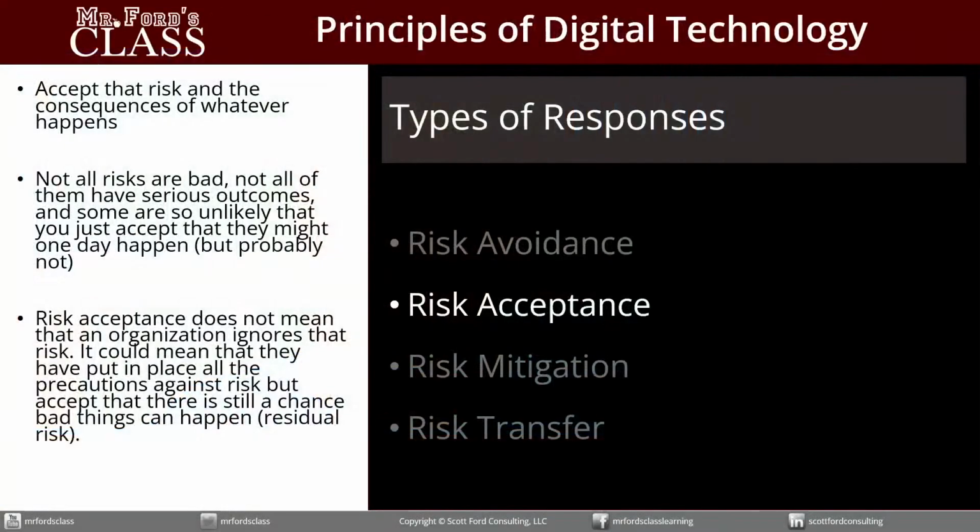Okay. Now that doesn't mean that we ignore it. That doesn't mean we turn a blind eye to it. It means that we know this risk is out there. We're accepting that this is a possible occurrence. It could mean that they have put in place all the precautions against risk, but accept that bad things can still happen. Or you just say, look, yeah, it'll be bad, but the chances of it happening are rare to none.